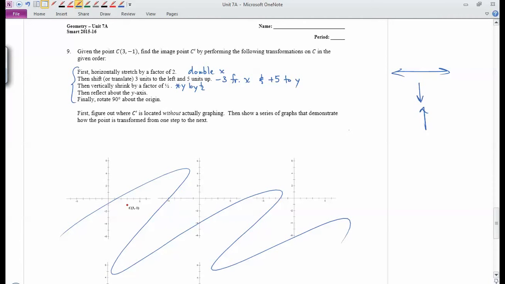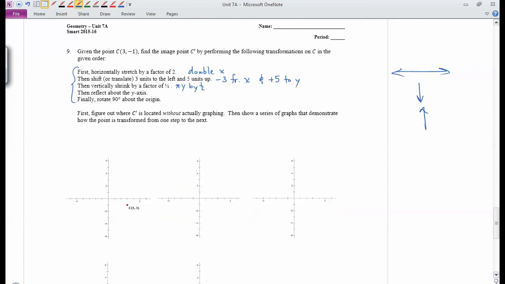When you reflect across the y-axis, so I'll use one of these graphs down here, notice the only thing that changes is the x values. The y values stay the same. So this one would be change sign for x. And then the last thing, rotate 90 about the origin. That's the one where you take x, y. We just did this. Take x, y and turn it into -y, x.